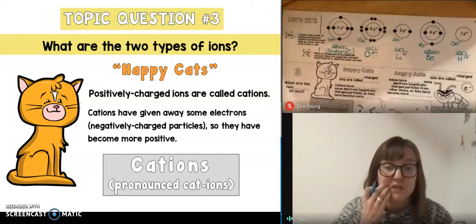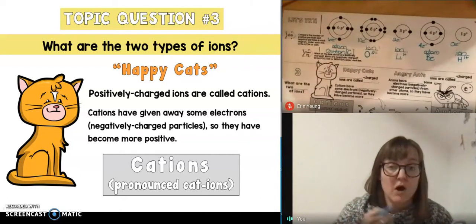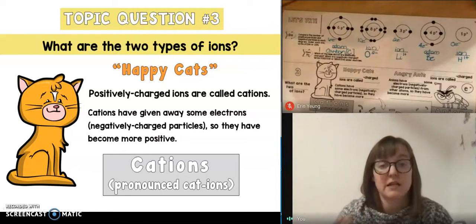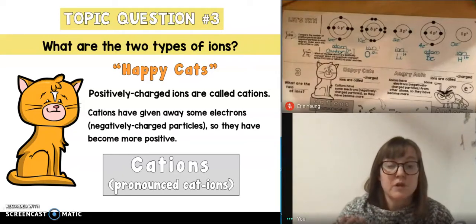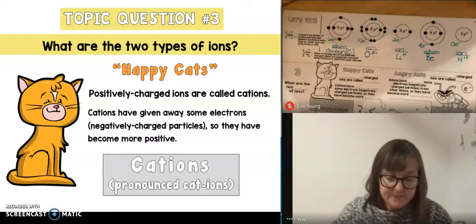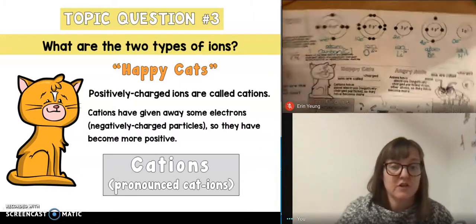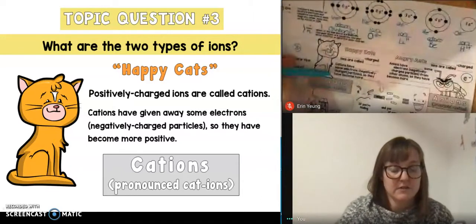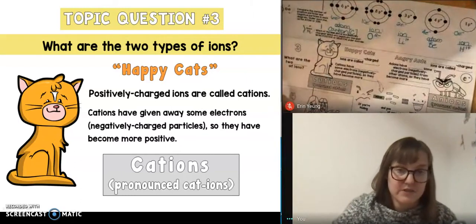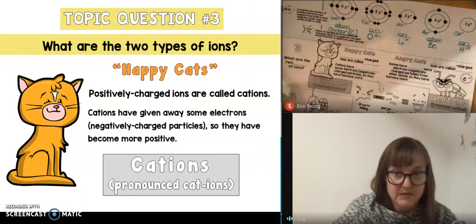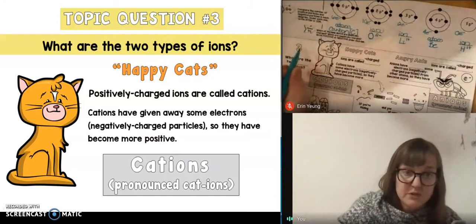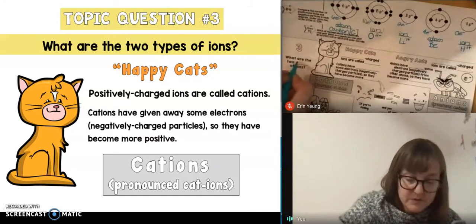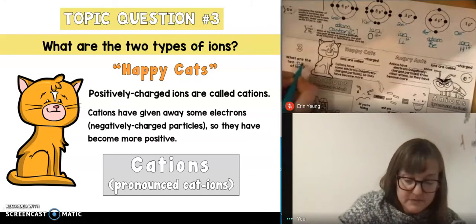So now we have to look at the two types. We're going to look at the positive and we're going to look at the negatives. So your positive ions are going to be called cat ions. And I love that term. And I actually love how cute this cat is right here. So we're going to start with topic 3. So they're looking at the two types.